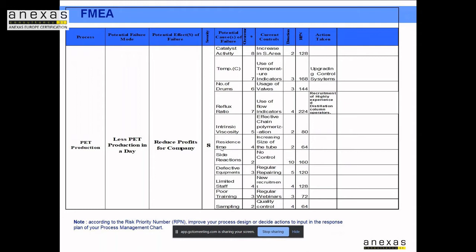One thing here, see, current control, the word current is important. Are you doing it right now? For example, you're saying catalyst activity is one of the causes. Yes, of course. To take care of that, to improve the catalyst activity, what are you doing? Are you increasing the surface area today?